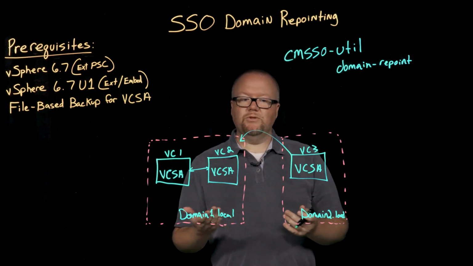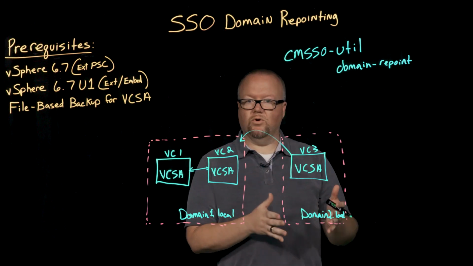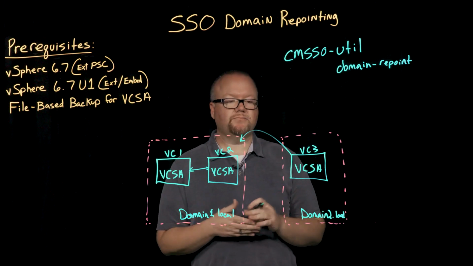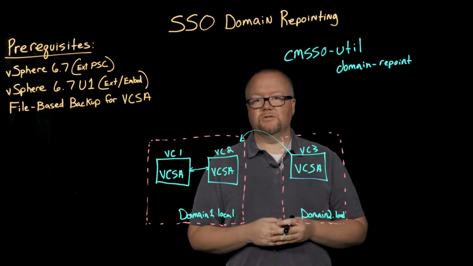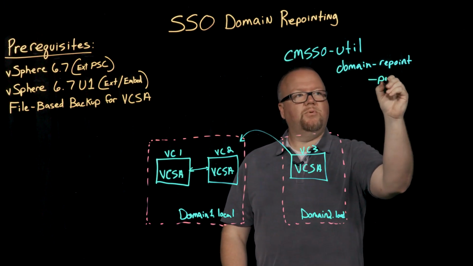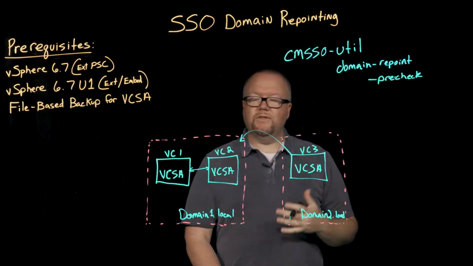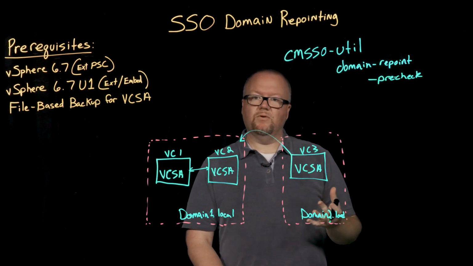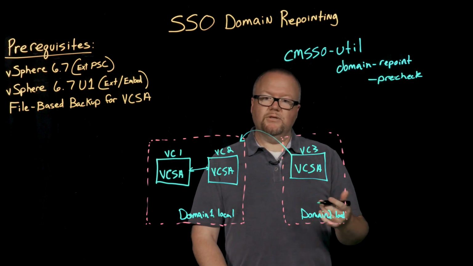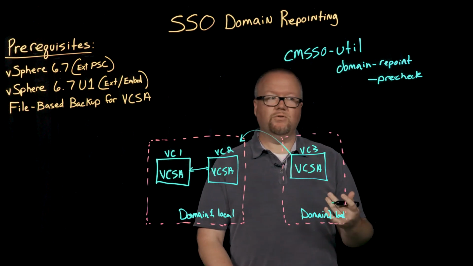Now, you're probably thinking when we do that, we have some conflicts to worry about. We have domain 2 that may have roles and tags and privileges that don't match domain 1. So what do we do with that? Well, when we're running our CMSSO-UTIL domain repoint, we have an option for PreCheck. We set that PreCheck flag, and what that does is it reads the information from the Platform Services Controller and pulls out all the conflicts. What we're reading is the authorization and tag data, so that's tags, roles, tag categories, and privileges.